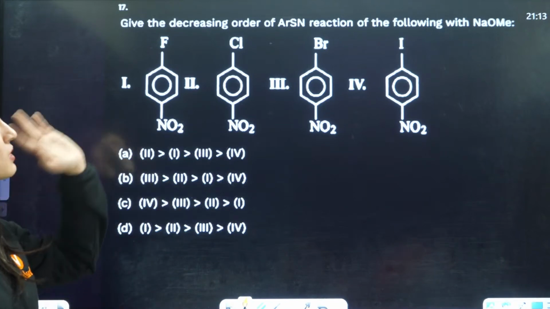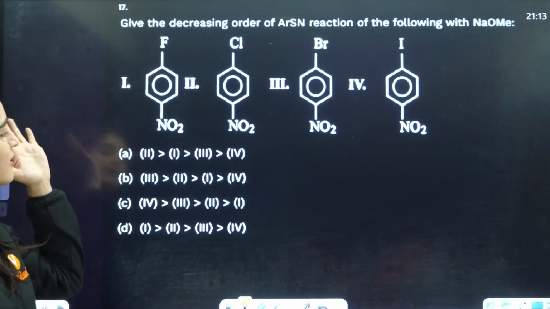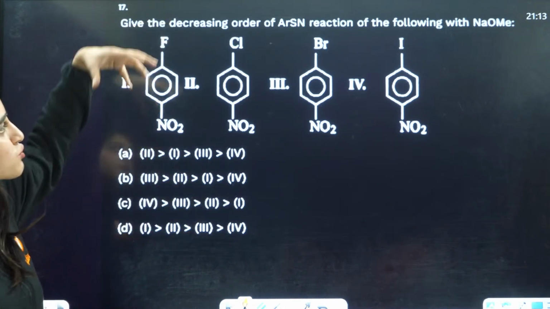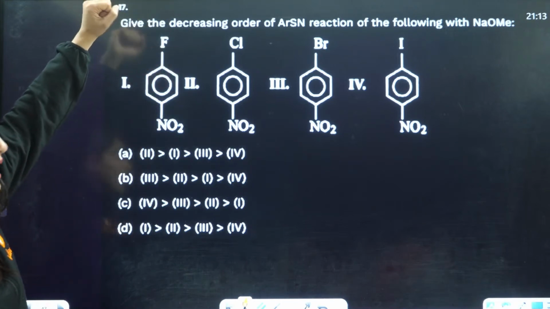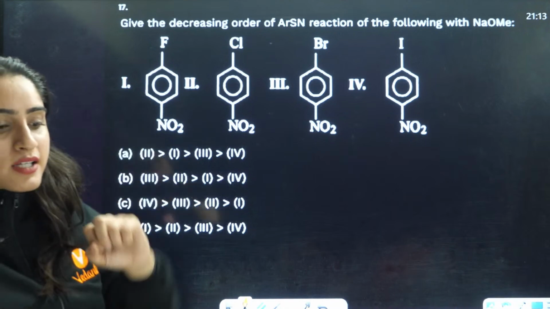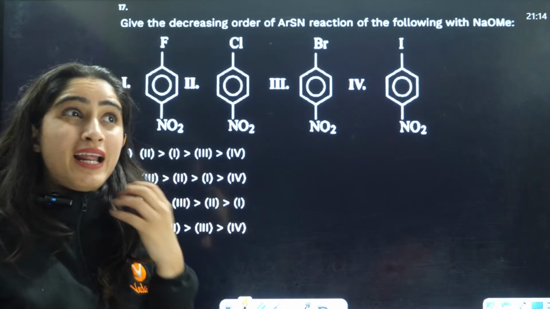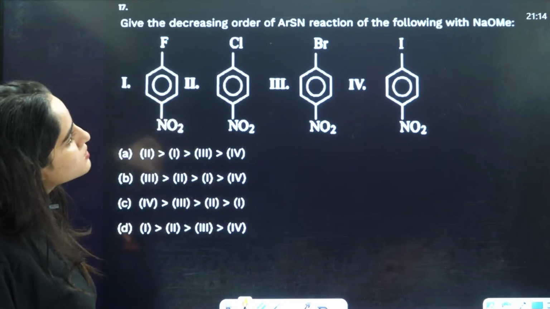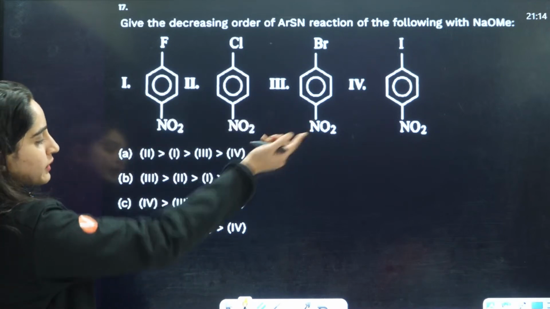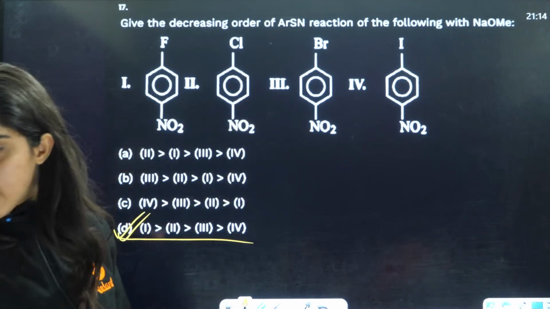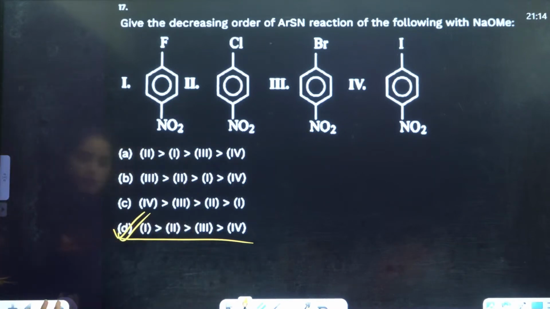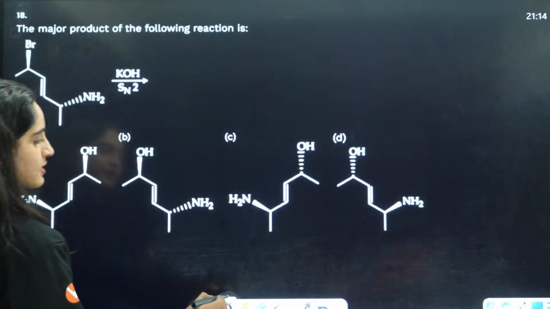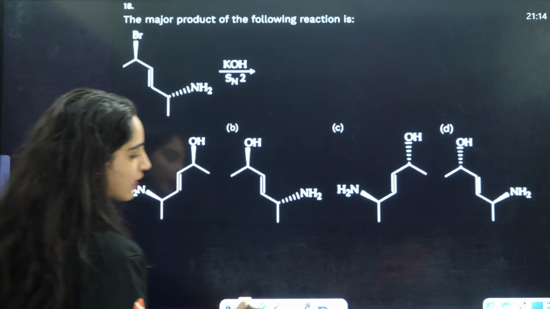What is the reason? Because fluorine here is the strongest electron withdrawing group, so it is going to pull out the electron density here, and minimum electron density will be there. So it is going to show the maximum rate here. So fluorine first, then chlorine, then bromine, then iodine. D is the correct answer. Very good, according to the stability, how they are giving the effect here. Okay, next question is the major product in the reaction.